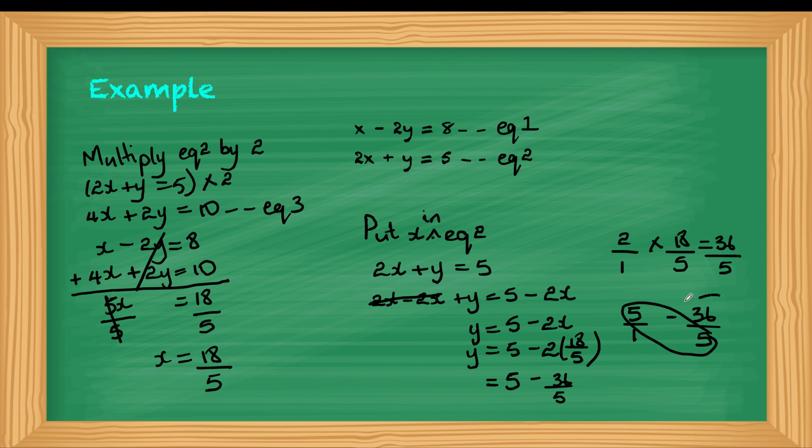So I can multiply diagonally and then multiply here as well. I can say 5 times 5 is 25, and 1 times 36 is 36, and then the denominator would be 5 times 1 is 5. So here I will end up with y being negative 11 over 5. Now I know it's a lot, but it's fun, and with practice you will get better at it.